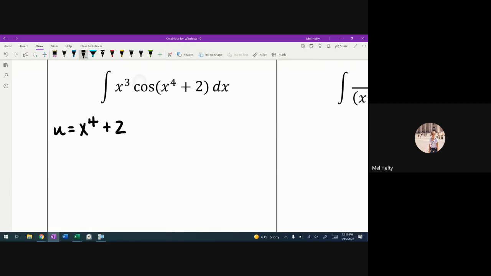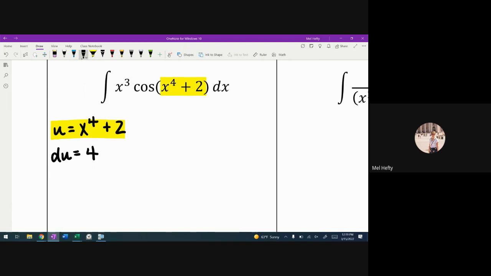All right, I like that because that is inside the cosine. So we've got this guy inside the cosine. Again, we don't need coverage for that cosine. That's going to be the function we end up integrating. I am concerned about this x cubed dx. So let's take a second and pause to find du, the derivative of u.